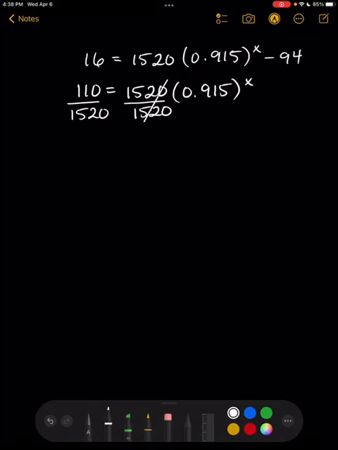My goal is to solve for x, okay? So both 110 and 1520 have a 0, so I can reduce this fraction to 11 over 152 equals 0.915 to the x power. Now notice we have an exponential here, so what we will do is rewrite this exponential into a log.